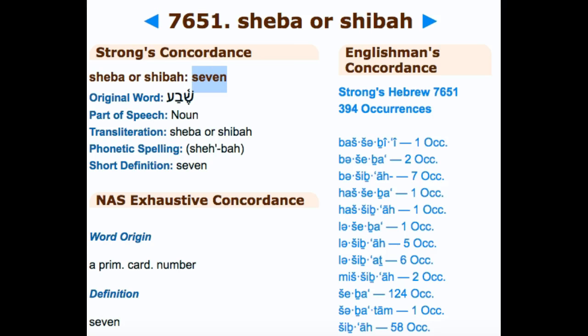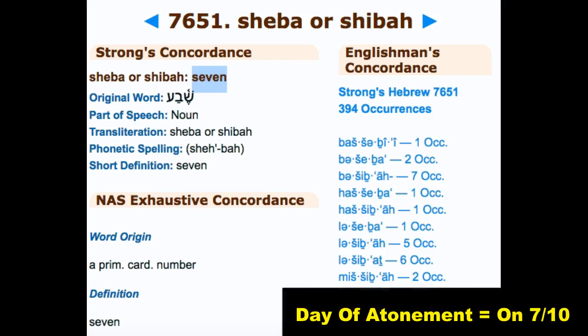That too also represents completion, and I thought it was also interesting to note the Day of Atonement, which is on the 10th day of the 7th month.